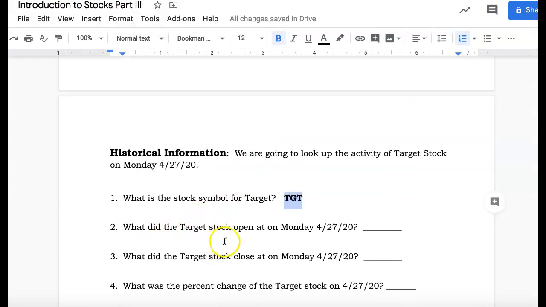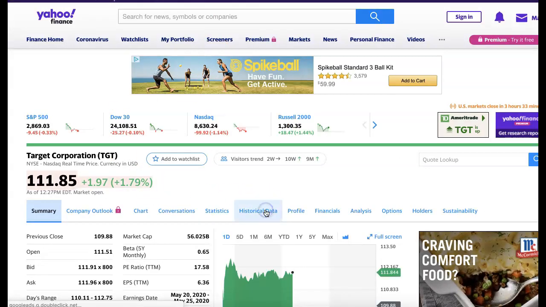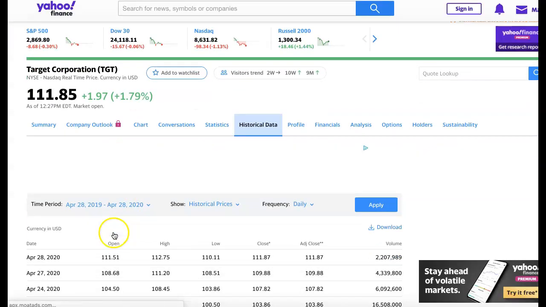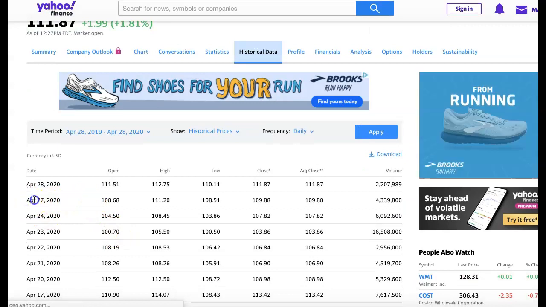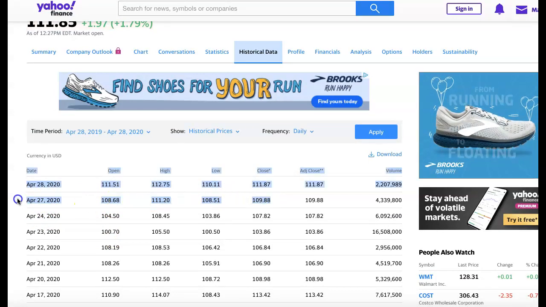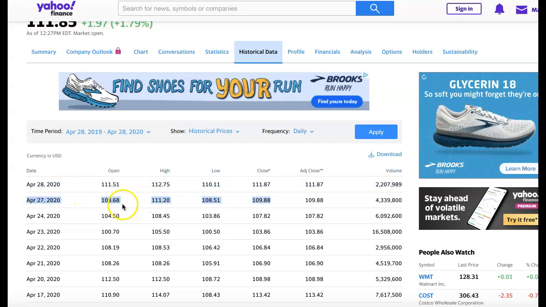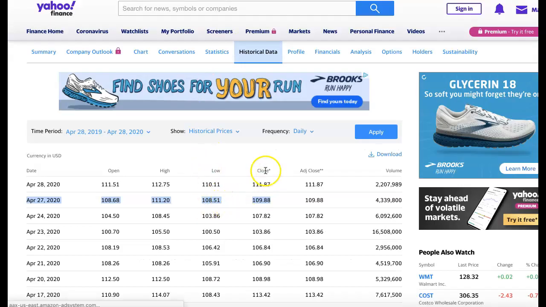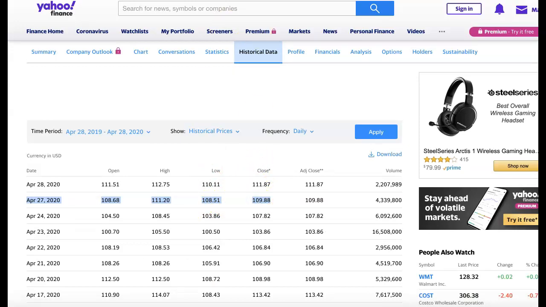What did the Target stock open at on Monday, which was yesterday when I'm recording? So I'm going to go to historical data again. Click on that. And now I'm looking at yesterday. So yesterday, it opened at, see, open 108.68. What did the Target stock close at yesterday? Close 109.88.